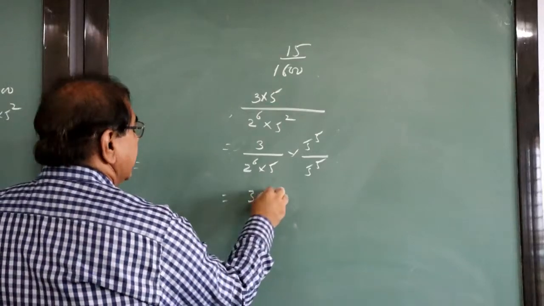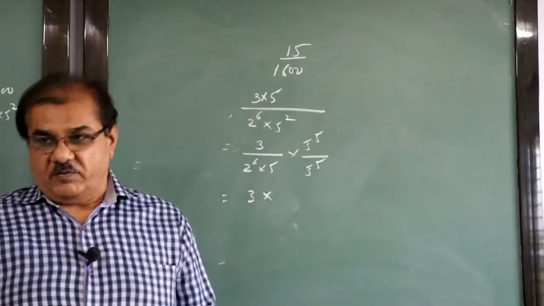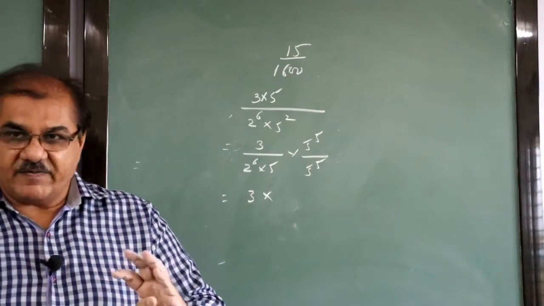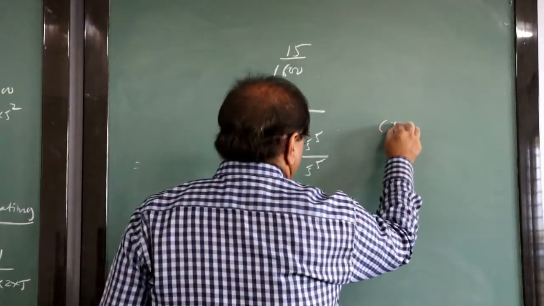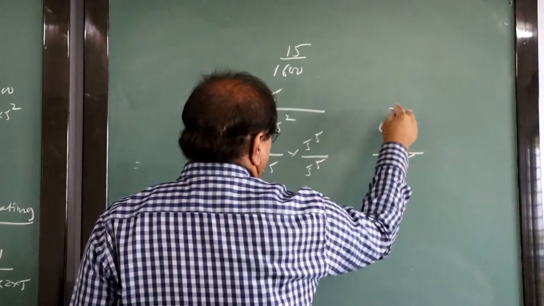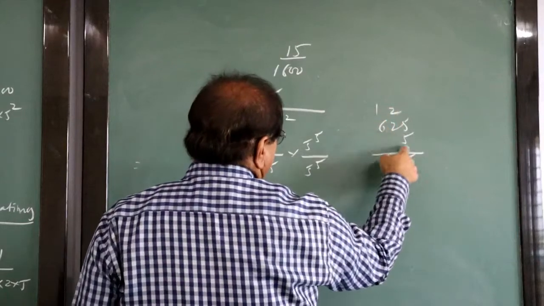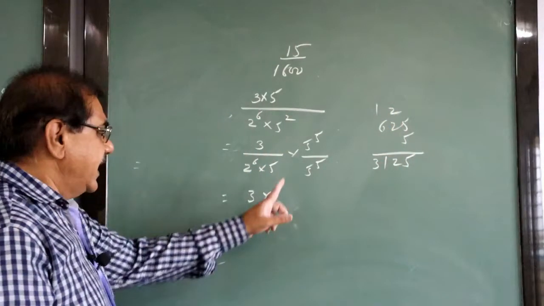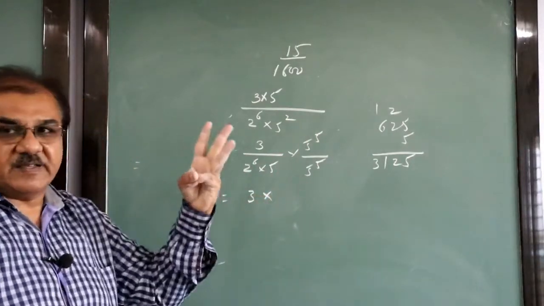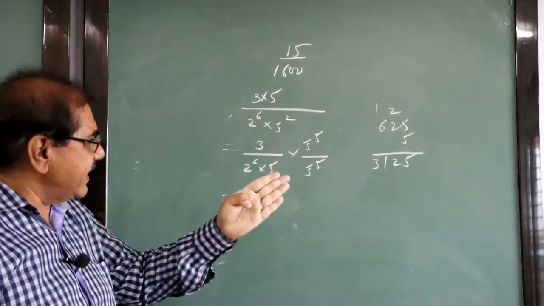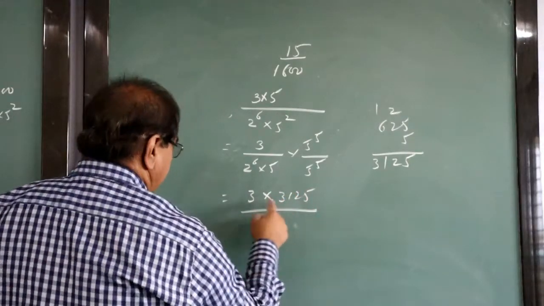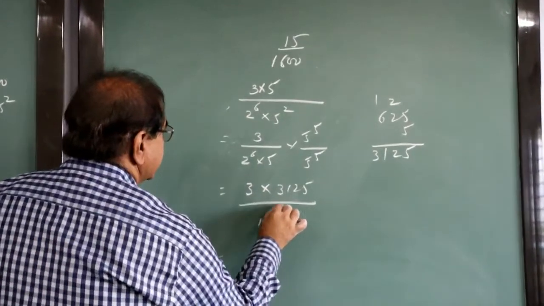Then only it will make totally 5 raised to 6. So it is 3 multiplied by 5 raised to 5. What is 5 raised to 5? 5 fives are 25, 25 fives are 125, 125 fives are 625, and 625 fives are 3125, upon 2 fives are 10 raised to 6.